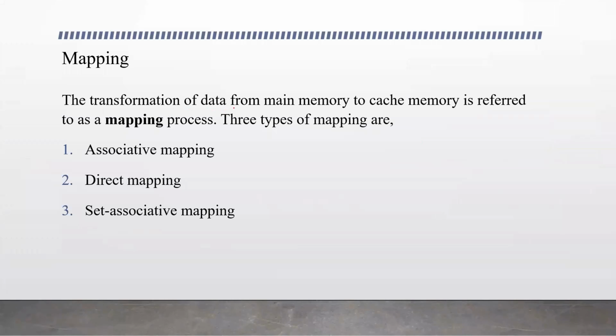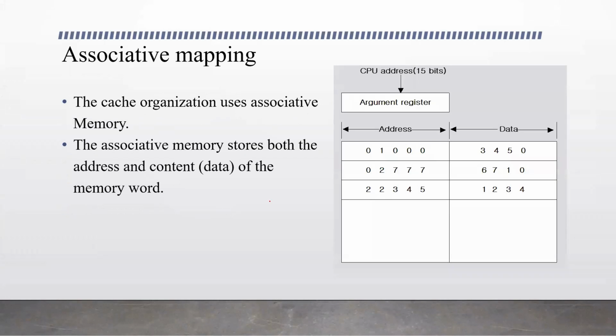The transformation of data from main memory to cache memory is referred to as the mapping process. Here there are three types of mapping: associative mapping, direct mapping, and set associative mapping. Associative mapping: this cache organization uses associative memory. We know what associative memory is. It is a content addressable memory. Here the search is done using the content, not by the address.